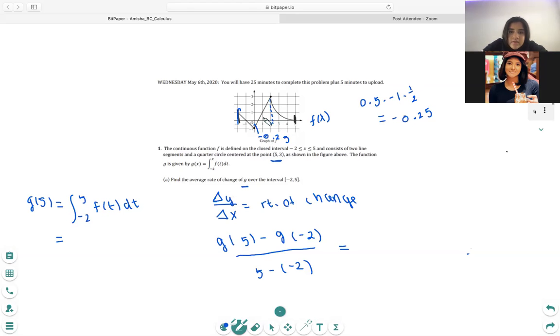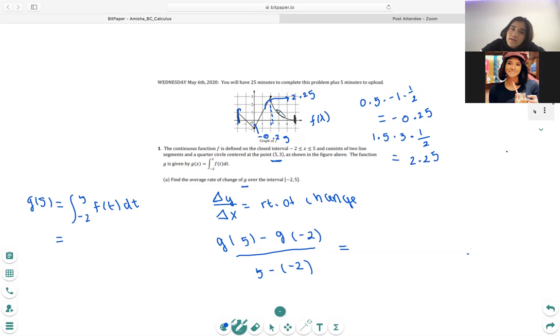And then let's look at this section, right? This is a triangle from 0.5 to 2. So this gives us a base of 1.5 and a height of 3. So we can say 1.5 times 3 times 1/2, which gives us 9/4, 2.25. So this gives us an area of 2.25.